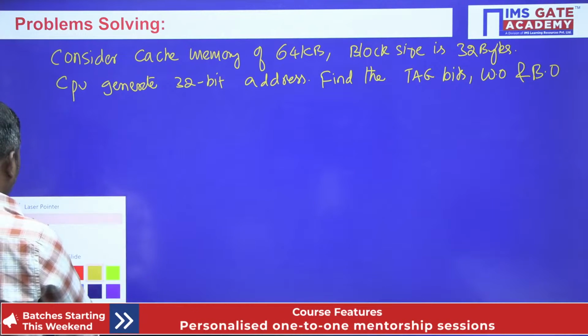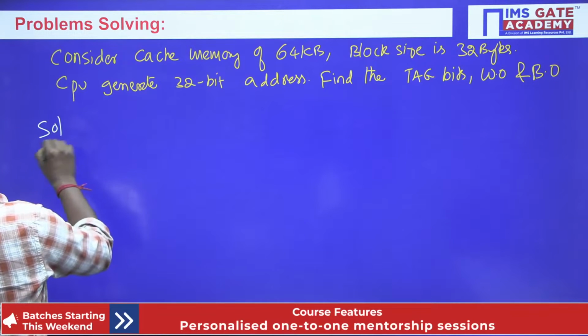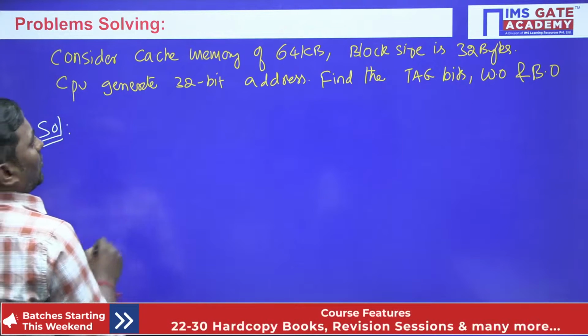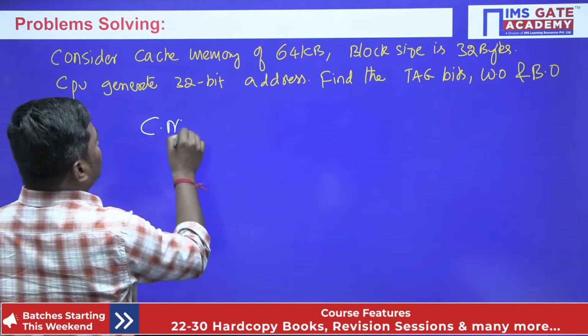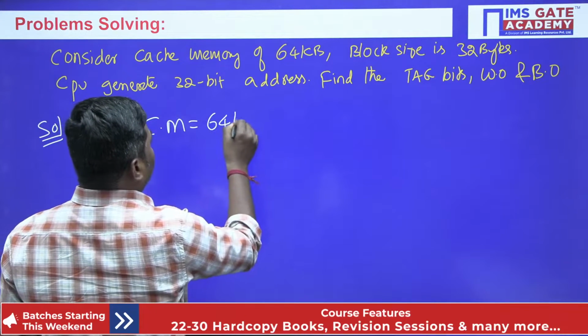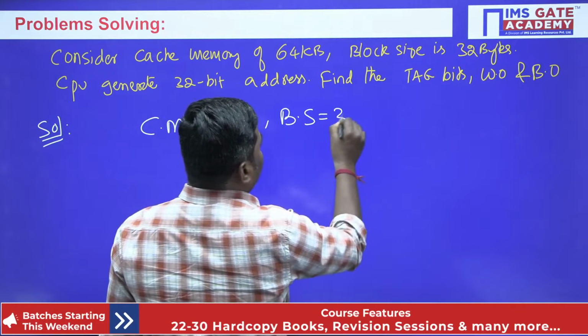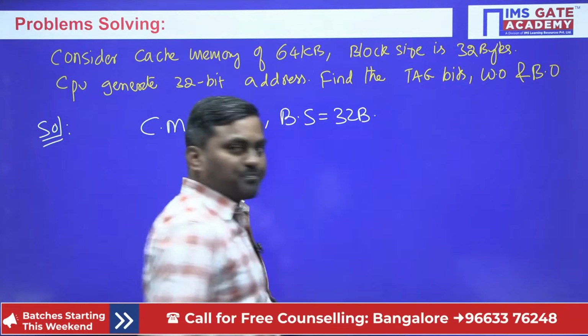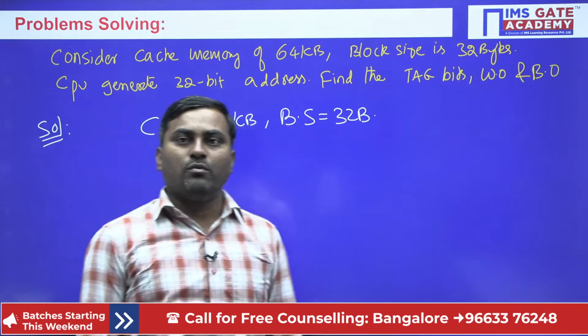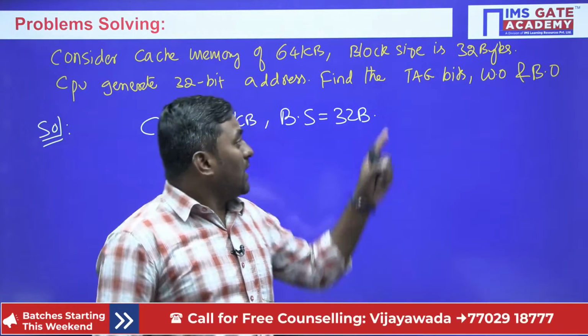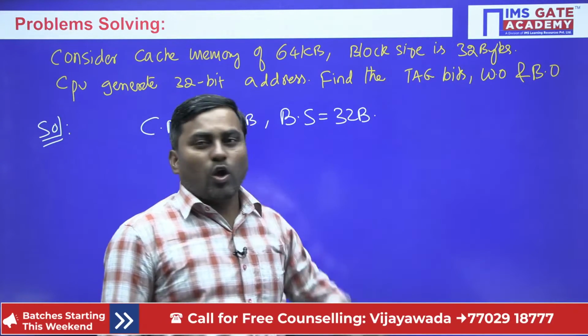Okay. How can we attempt it? Now, what is the cache memory size? The cache memory size is 64 kilobytes. Now, what is the block size they have given? The block size is 32 bytes. Fine. Now, what are they asking? Tag bits, word offset, and block offset.